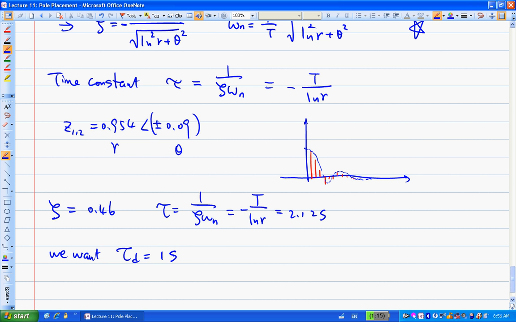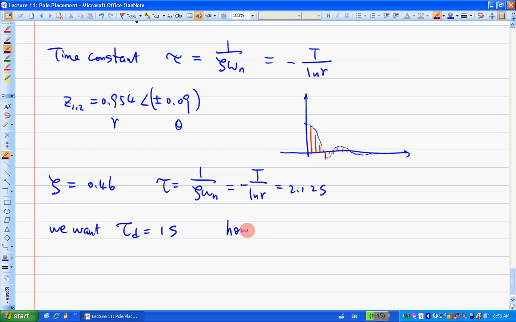But we're going to keep this zeta. Then, how do we change our K1 and K2 to obtain the desired time constant? You see the point here, right? So this is basically the next part. Okay, how to change K1 and K2.